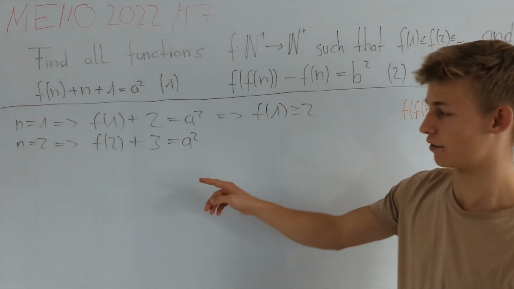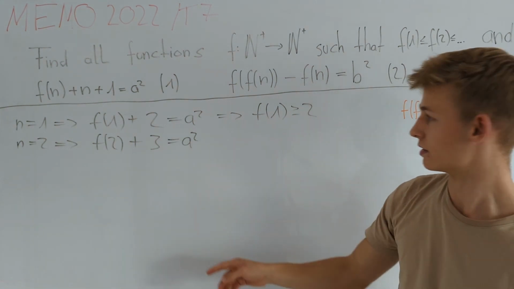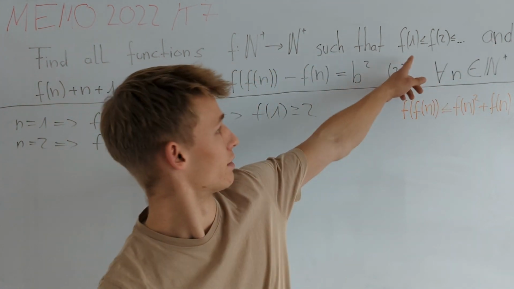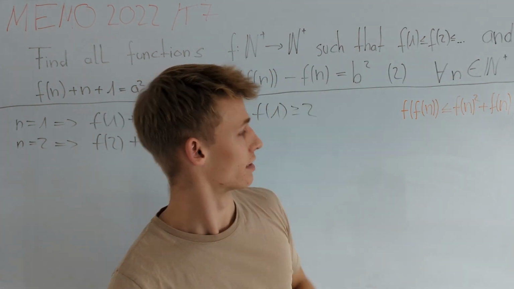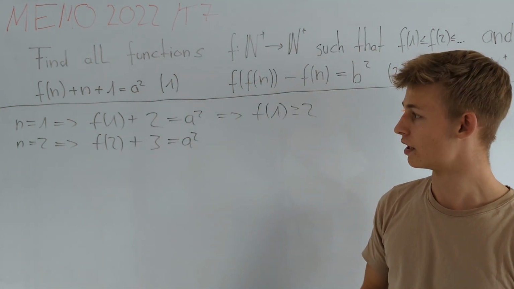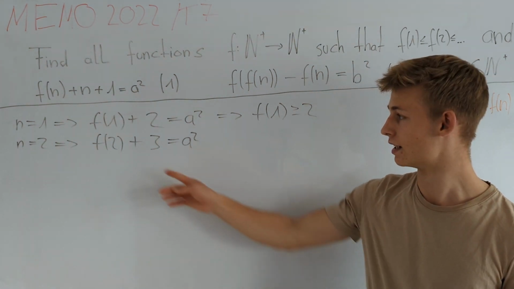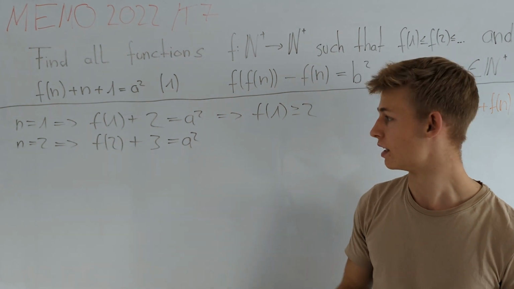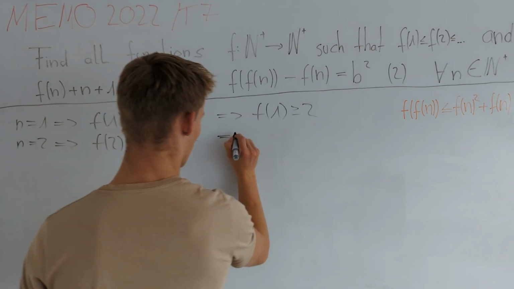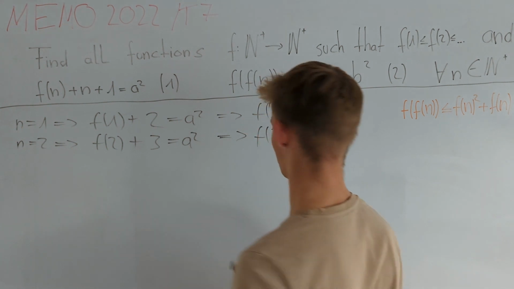This time I have to note that this is not equal to the a squared here, and since we already figured out that f(1) is greater than or equal to 2, and since we have that the function is increasing, we know that f(2) is also greater than or equal to 2. Therefore, the left hand side is greater than or equal to 5, and since it is a perfect square, a squared must be at least 9. Therefore, we get that f(2) is greater than or equal to 6.